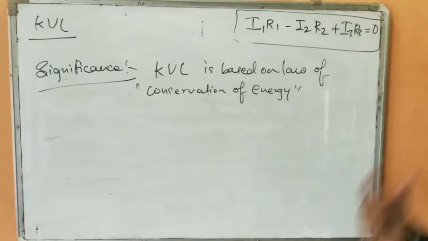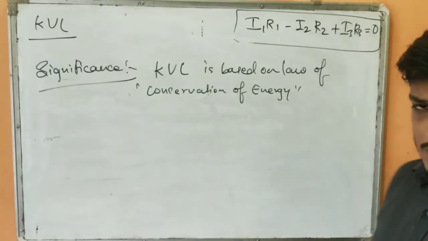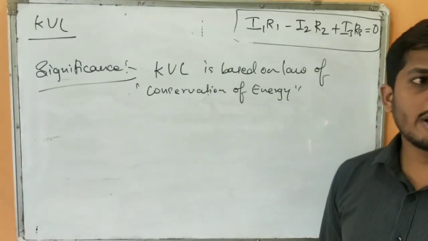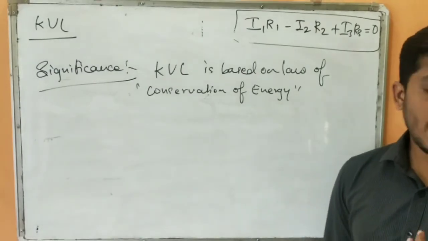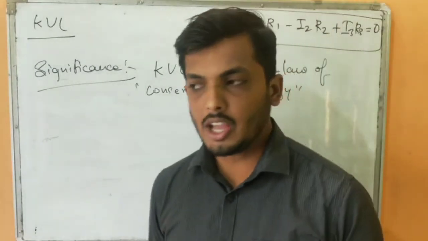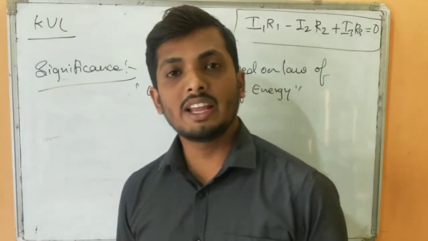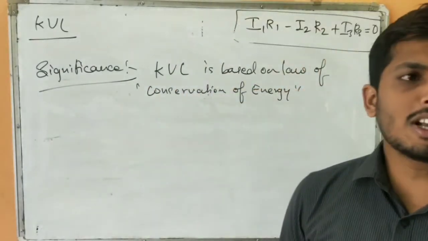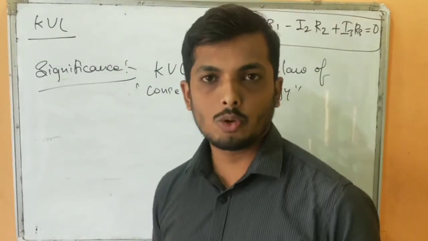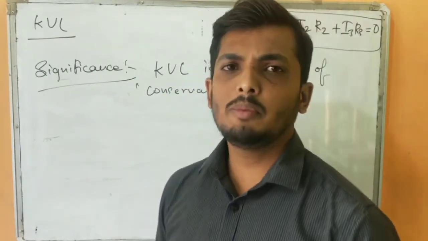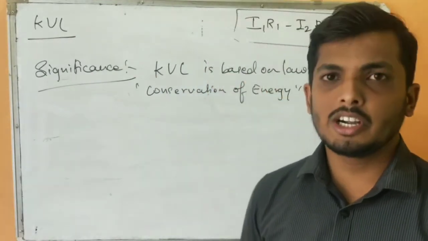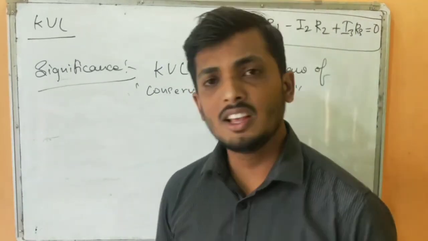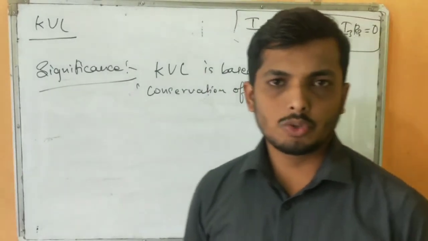Remember the loop rule. It states that the algebraic sum of the change in potential around any closed loop involving resistors and cells will be zero. That we can reduce to I1 R1 plus I2 R2 minus I3 R3 equals zero. Take care of the signs. Then the significance is that it helps you understand the law of conservation of energy, which was seemingly violated when we were studying cells. But later, when we came to know the concept of internal resistance and terminal potential difference, it was not violating the law of conservation of energy.